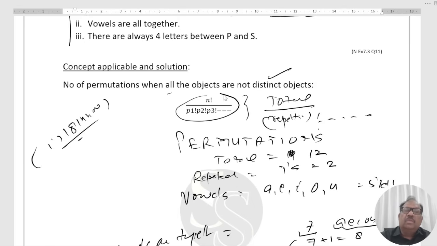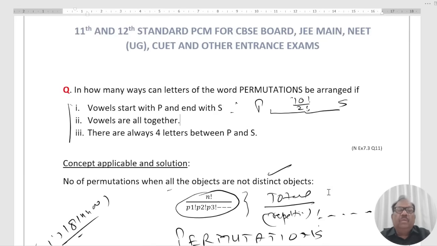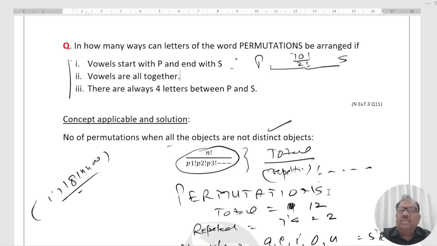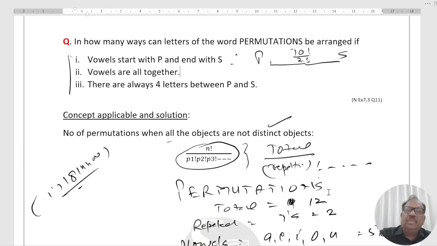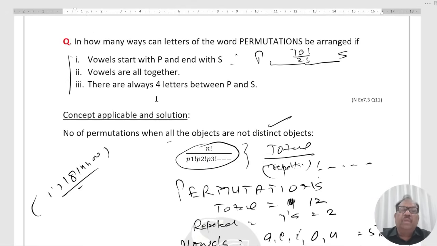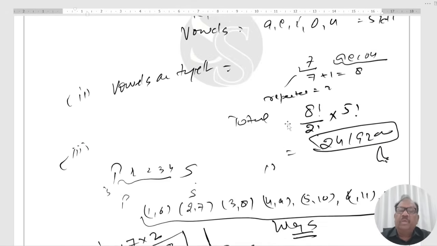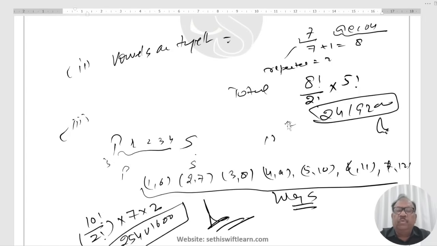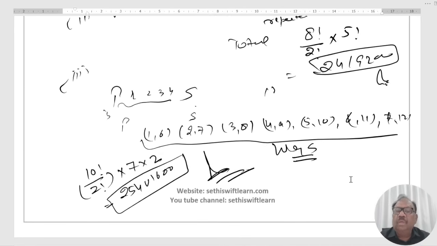This is the case. When vowels start with P and S, total 10. It is clearly mentioned, P starts and S ends. Vowels are together, we consider vowels together, and in the last case, there are 4 letters between P and S. We form all the possible positions of P and S. 7 ways are there, and they can interchange S and P. 2 ways are there, and factorial 10 divided by factorial 2 was already there. Right?